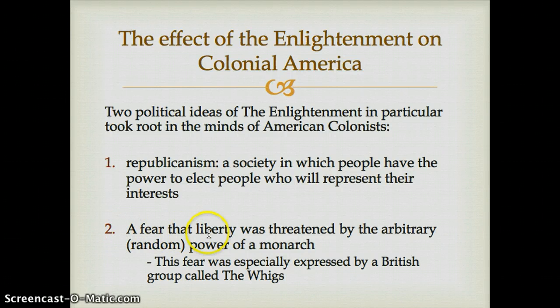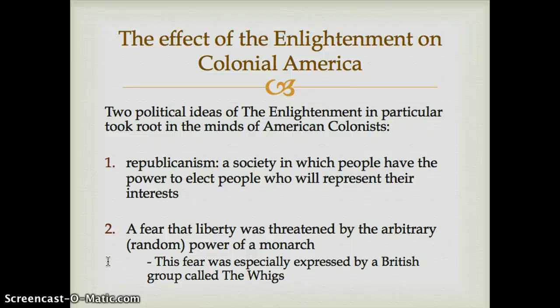So this is a fear that liberty was threatened by the arbitrary or random power of a monarch. This fear was especially expressed by a British group in the 1600s called the Whigs, and the Whigs started to really criticize the king for being corrupt, for abusing his power, and for undermining, taking away some of the liberties of his subjects. And these were conversations that American colonists were thinking about and having as well.